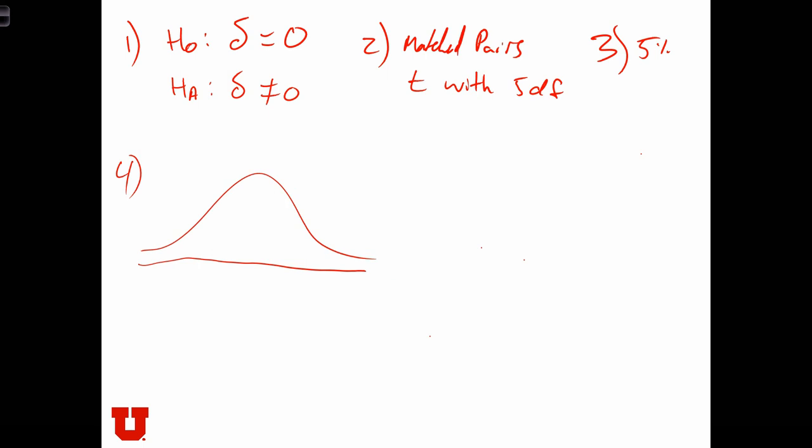So here's the normal curve. This is a two-tailed test, bidirectional. So we're going to have two critical values, and we're going to have 2.5% over here, and 2.5% in this tail.